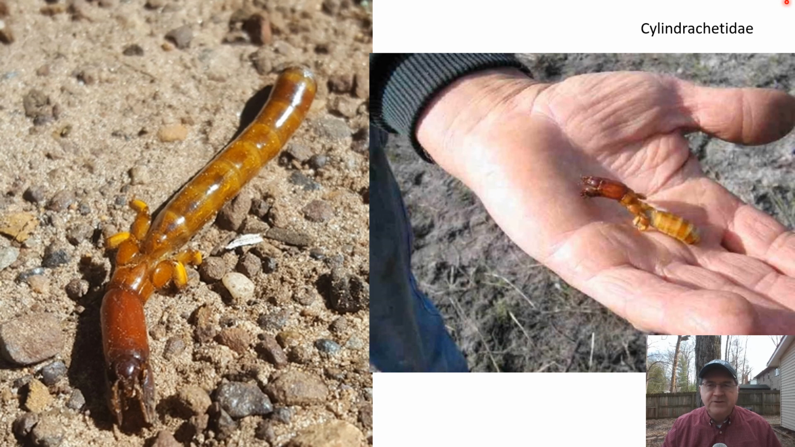This is a creature that belongs to the family Cylindrochaetidae. The Aussies' common name for them is sand gropers. And so they're found in Western Australia, burrowing underground, most likely feeding upon plant material, roots and such underneath the ground.